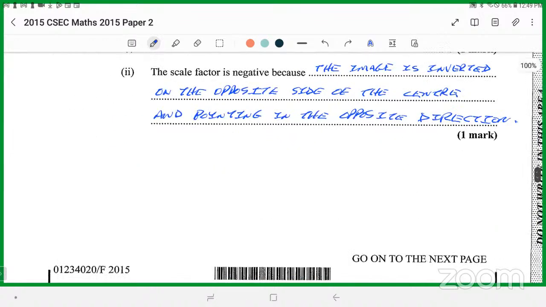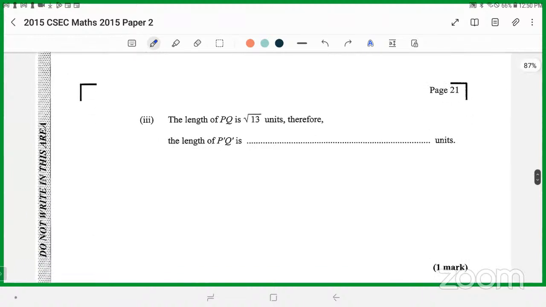All right? That's that. Next one says, the length of PQ is root 13 units. Therefore, the length of P prime Q prime is 2 times, right? So we're going to write 2 times the square root of 13 units. So scale factor, double it, right? That's it. Scale factor is 2. So scale factor doubles the length.